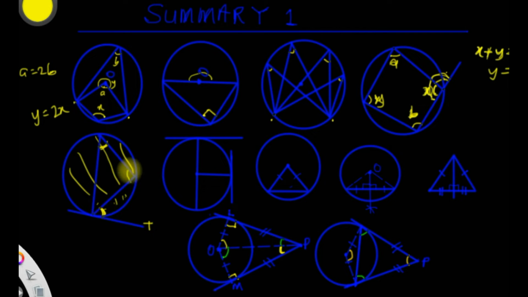The same way, this angle is equal to this angle. Everything is equal to this angle. This is the angle formed by this chord in the alternate segment.